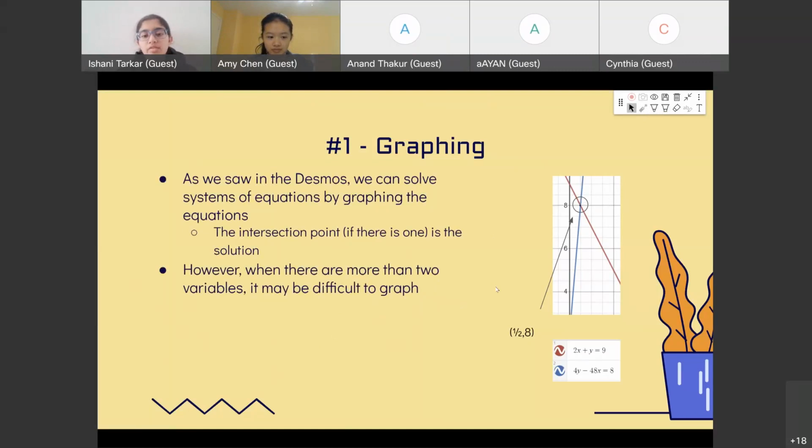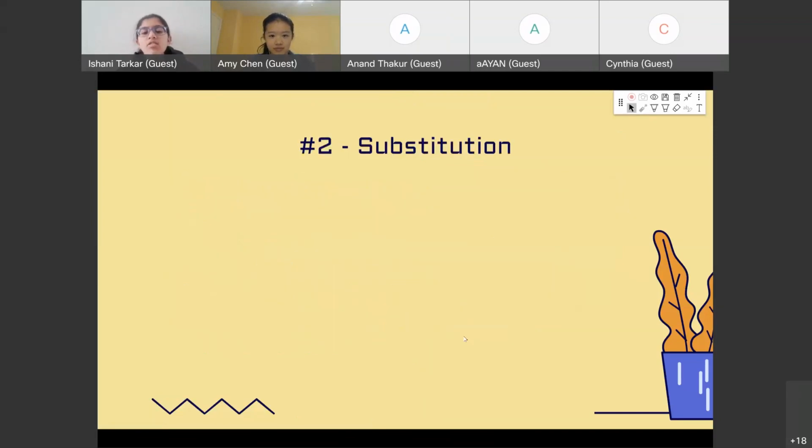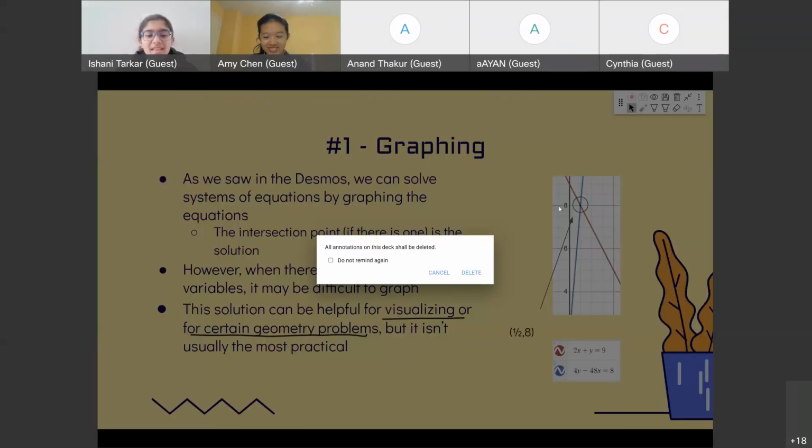However, when there are more than 2 variables, it's difficult to graph, mostly because you need more than just a coordinate plane. You need a 3D plane, and when there are 4 or more variables, you can't really have a 3D plane, right? So this solution can be helpful when you're visualizing certain problems, but it isn't the most practical, because you're going to have to actually graph something out on your paper, and that'll be difficult and time consuming, and you probably aren't going to draw it to scale. Your drawing skills are not that good to have it perfect.